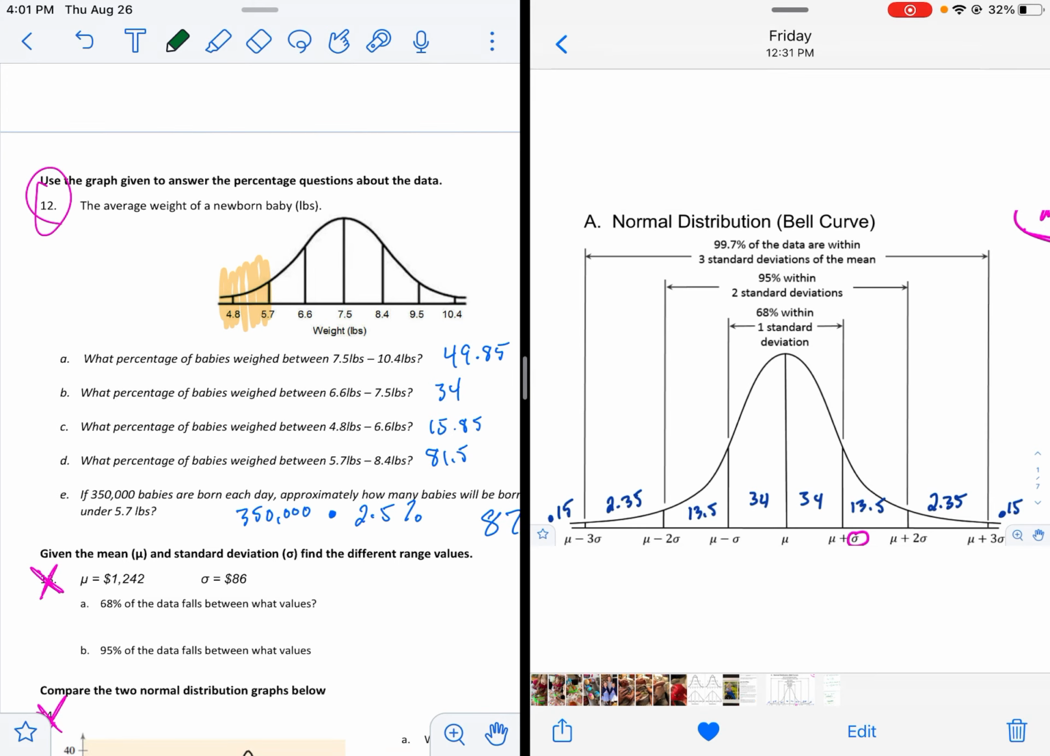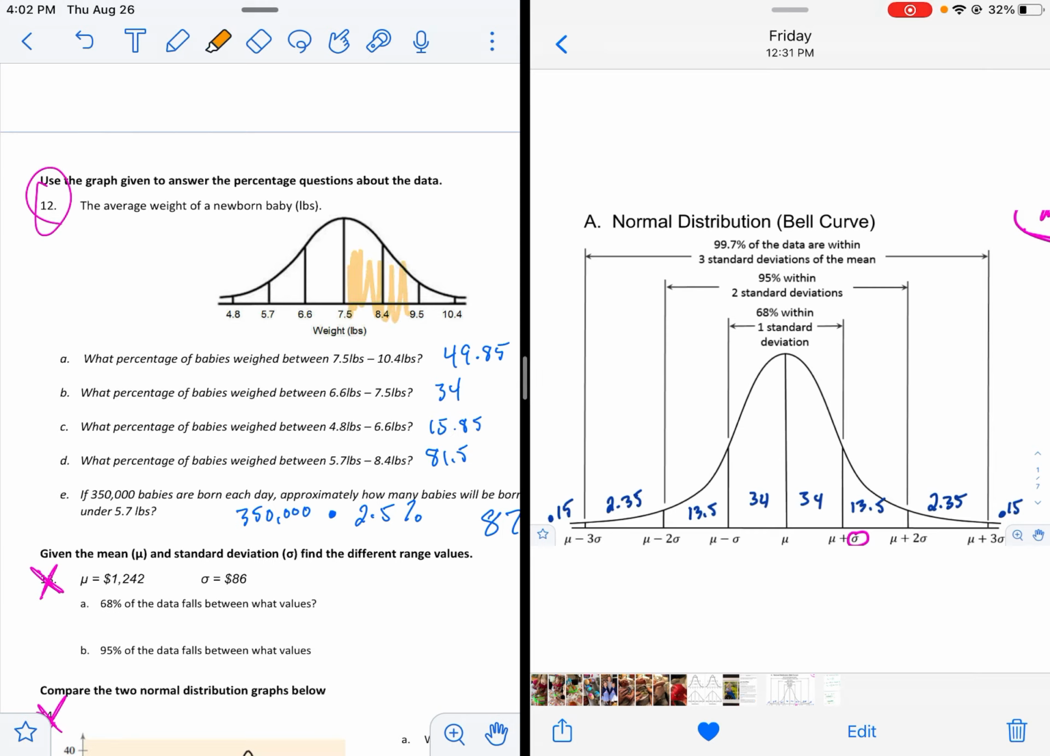95% fit between 2 standard deviations. That's where 13.5, 34, 34, 13.5. Then 99.7 means 100%, except 0.3. So that's why there's 0.15 on one end and 0.15 on the other. So the questions look like this. What percentage 7.5 to 10.4?